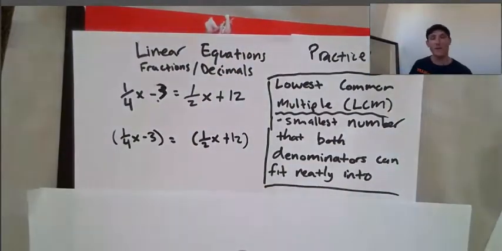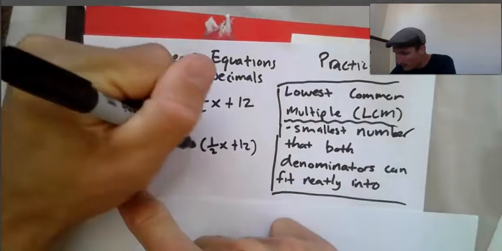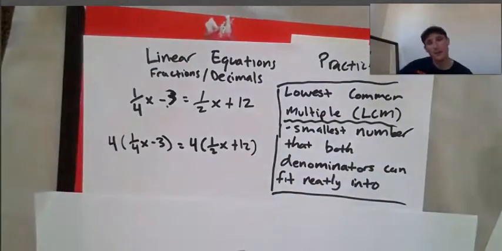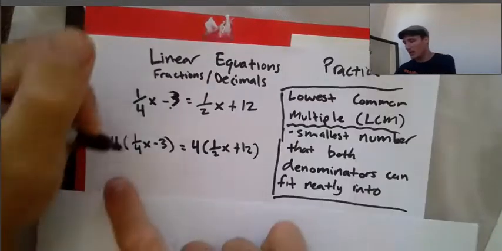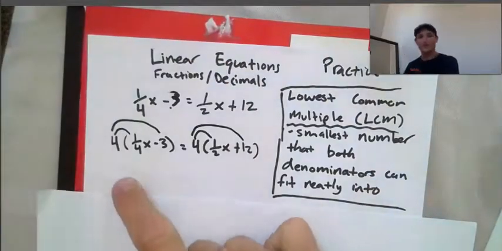Okay? Now what we have to think about is, what is our LCM? What number can I multiply 1/4 by to make the fraction go away? And can I use that same number to make the fraction 1/2 go away? Well, our LCM for this equation is 4. Okay? So I put 4 in front of both parentheses. Okay? Now when I distribute, or when I double rainbow that 4, watch what happens.